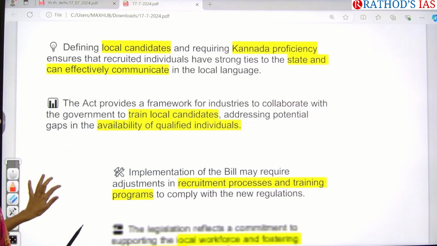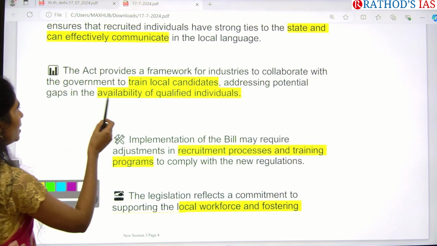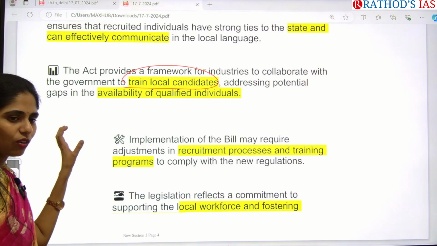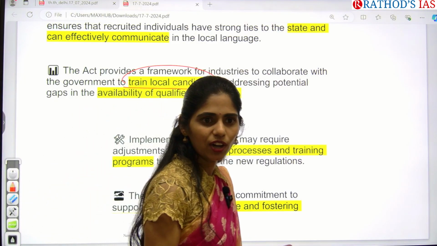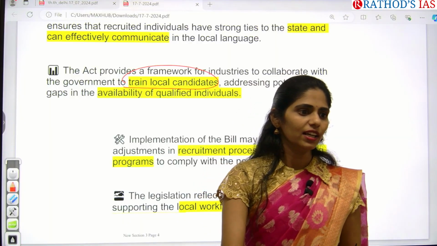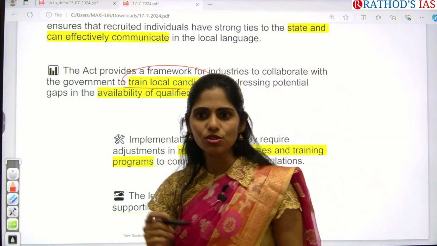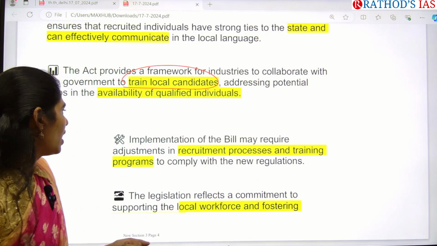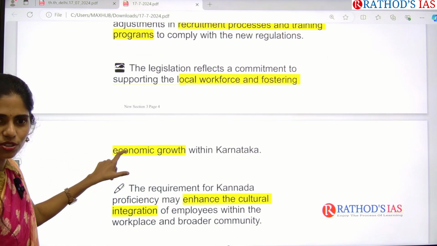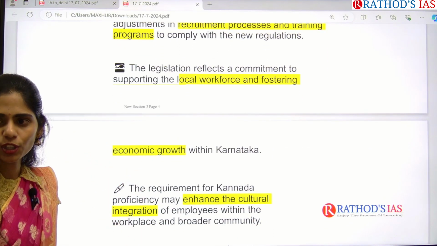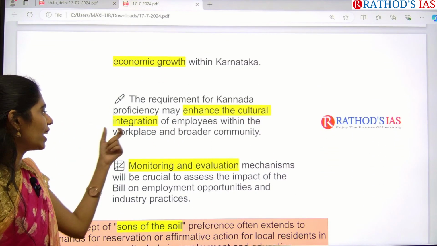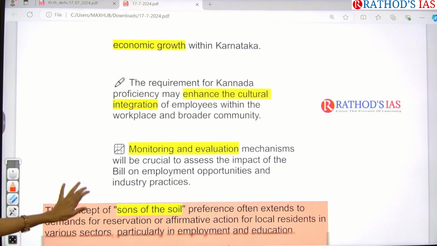And next, this act also provides a framework for industries to collaborate with the government to train local candidates. Whenever the government is providing training or skill enhancement, even if you are not recruited here, they will get jobs in other sectors also. In this way, overall community development will happen. And next, they are focusing on economic growth. As you said, whenever we provide reservation for local people, the state GDP will increase. And next, we can also focus on cultural integration, etc. Okay, clear?